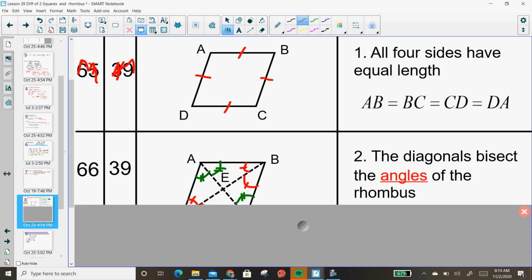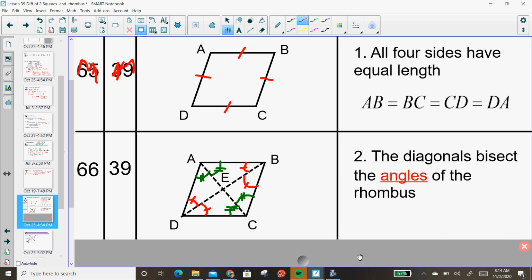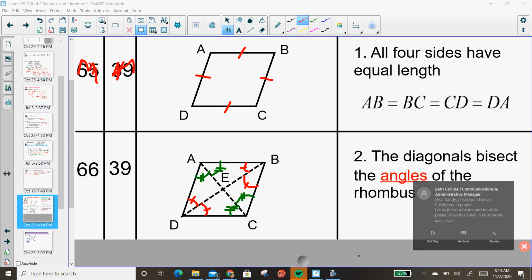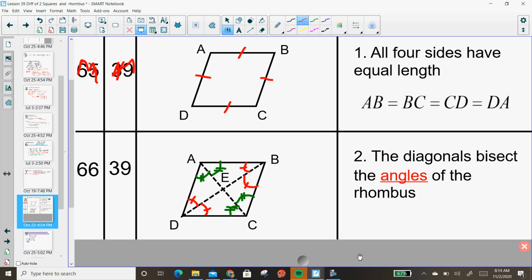Another thing about a rhombus, the diagonals, we know because it's a parallelogram, they bisect each other, but they also bisect the angles. So I've got these two diagonals drawn in there, and you see here at D, it has split that into two equal pieces. Same thing at A, B, and C. It splits each of those angles into two equal pieces.